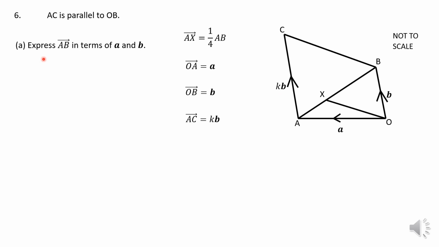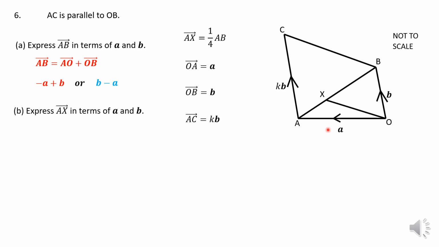Now they are saying, in terms of A and B, express vector AB, all the way from A up to B. So when you go from A to B, that's the same as AO plus OB. And we know what AO is. AO would be minus A because we are going against this, plus that B there, which you can also rewrite as B minus A.